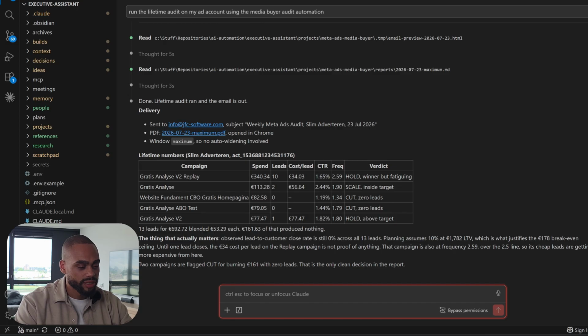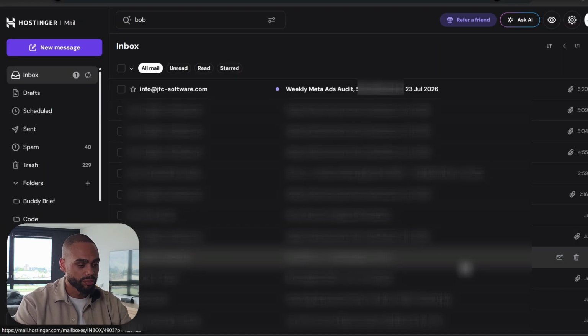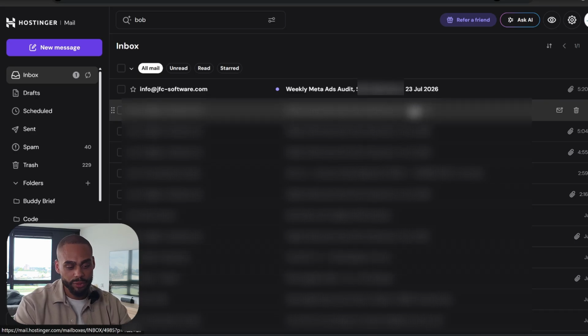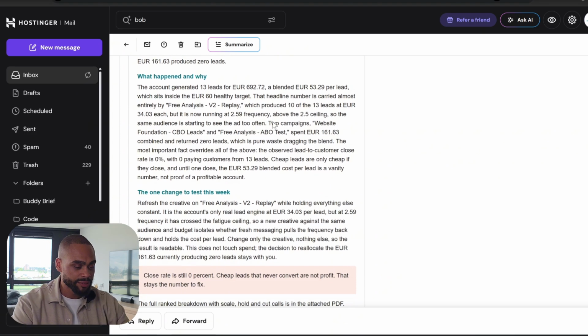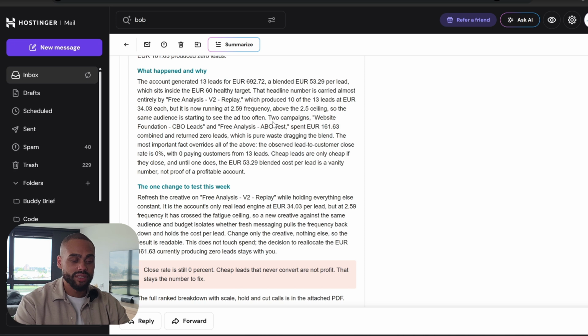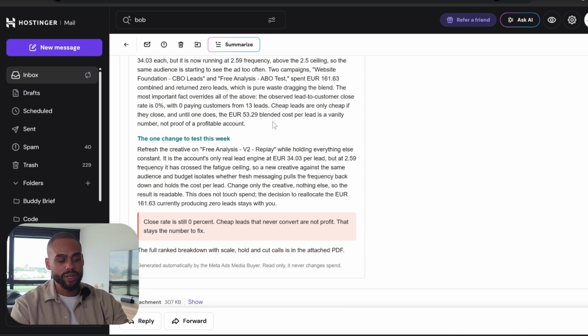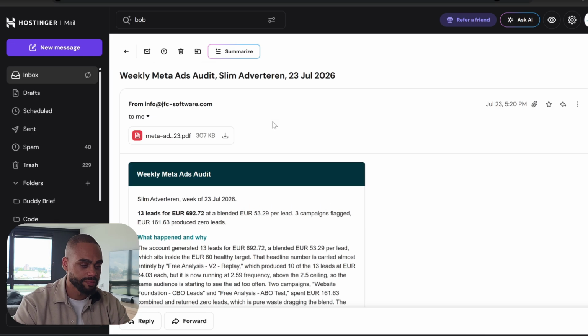All right, so as you can see here, it's saying done, the lifetime audit ran and the email is out. If I then go to my email, I can see right here on top, the weekly Meta Ads audit from the ad account name in this case, and the date of the audit. If I open it, I get a nice little snippet of what the audit contains. As you can see, we've got the amount of leads that came in, the cost per lead, the campaigns that were flagged. We get a nice little summary of what happened since last time and why. And then we also get one change to test this week for a specific campaign. Now this is very nice.